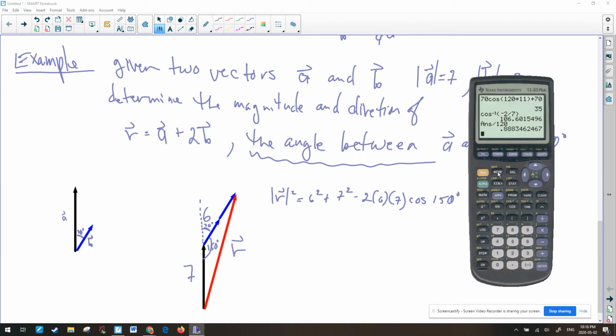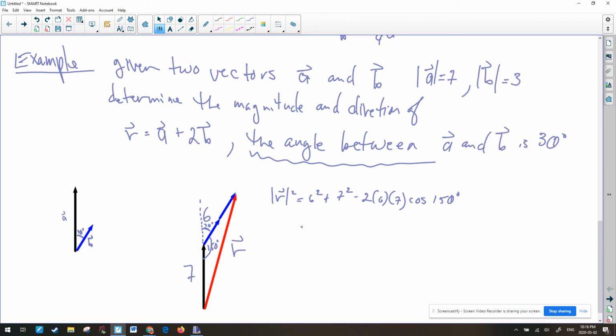which it is. And so I'm going to do 6 squared plus 7 squared minus 2 times 6 times 7 times the cosine of 150. And so that's going to be 157.75. So I've got now 157.75. And that's what the magnitude of r squared is.